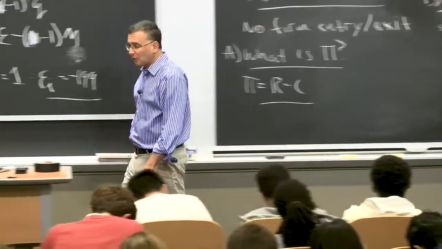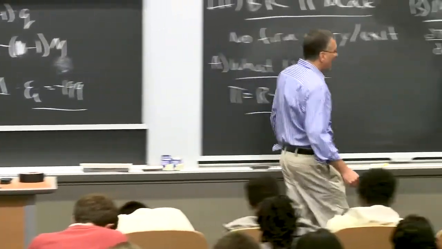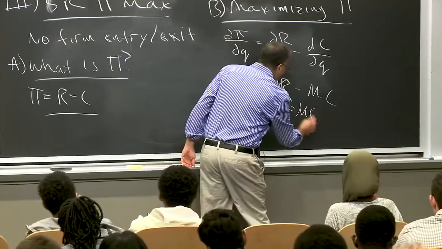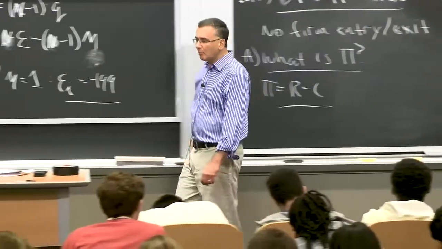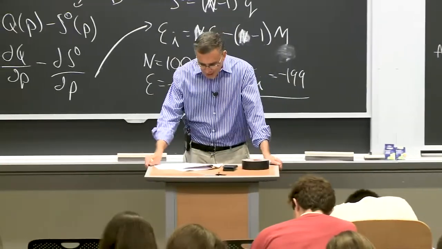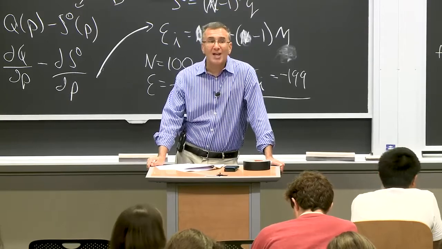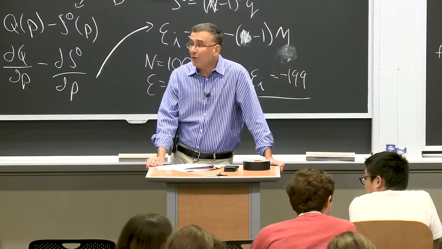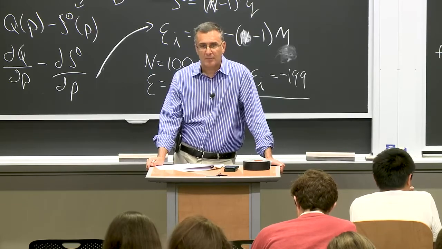So you maximize profits when price equals marginal cost. Profits are maximized when price equals marginal cost. That is, you want to produce until what you get from the next unit equals what you spend to make the next unit. Yeah?